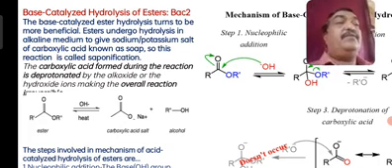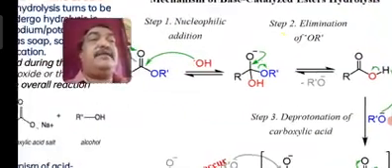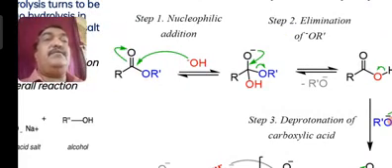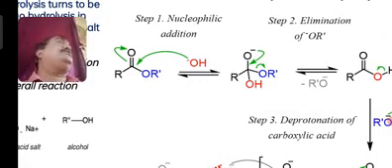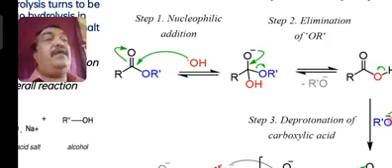Okay, so let us see the mechanism. In the first step, nucleophilic addition takes place. NaOH is the base used, so it ionizes to give Na plus and OH minus. The OH minus attacks the central carbon of the carbonyl group to make an anion, and this anion undergoes elimination of an alkoxy group.